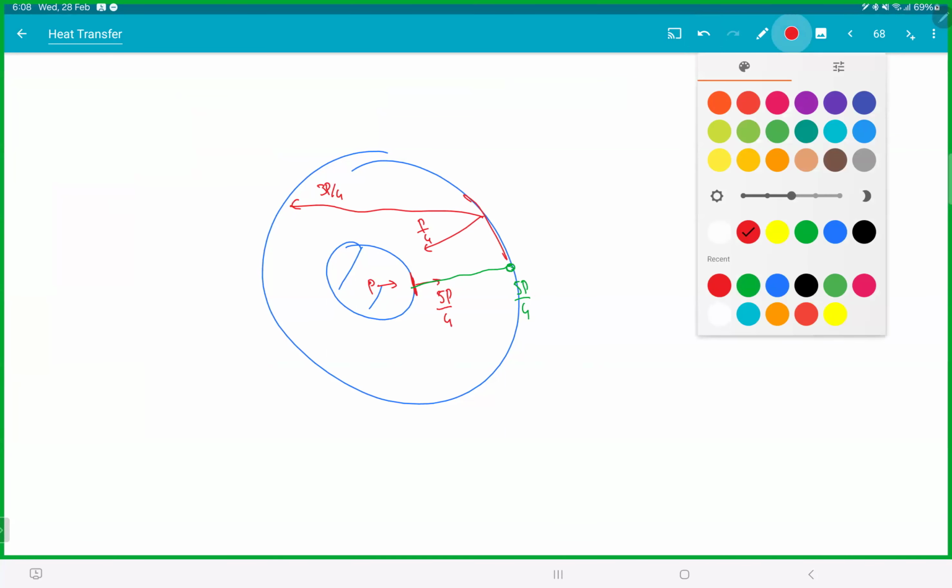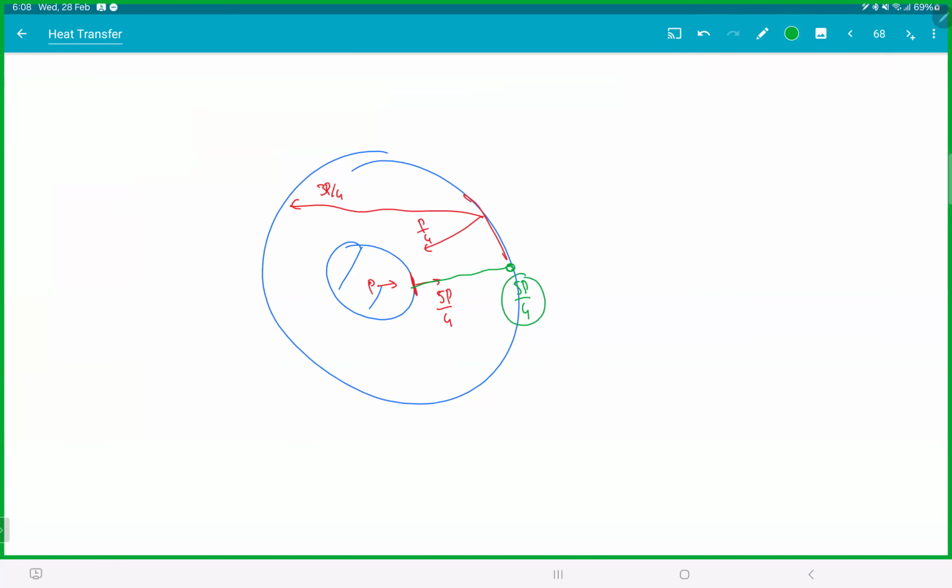So totally, how much did you receive? 5P by 4 and 3P by 4. So I received 2P. So I will send 1P to space and 1P again inside. Do you understand how the distribution happened? The heat is playing inside only with whatever it is. But at the end of the day, the story is whatever I produced is going out. I hope this made sense.